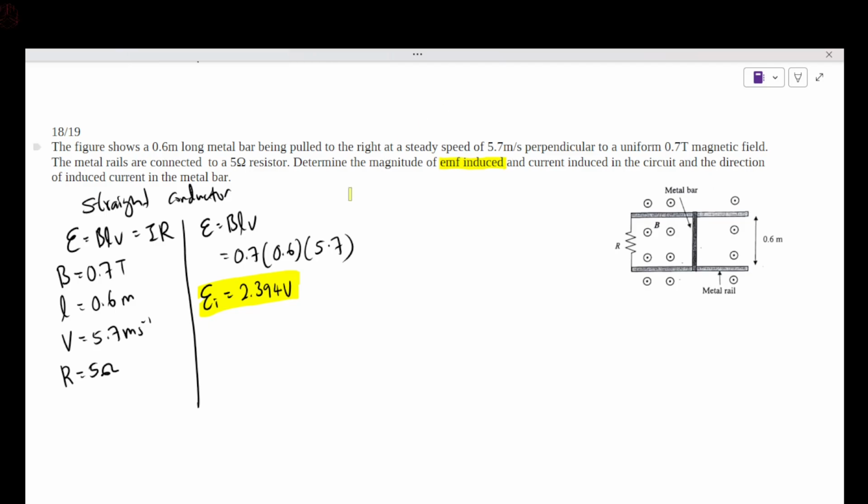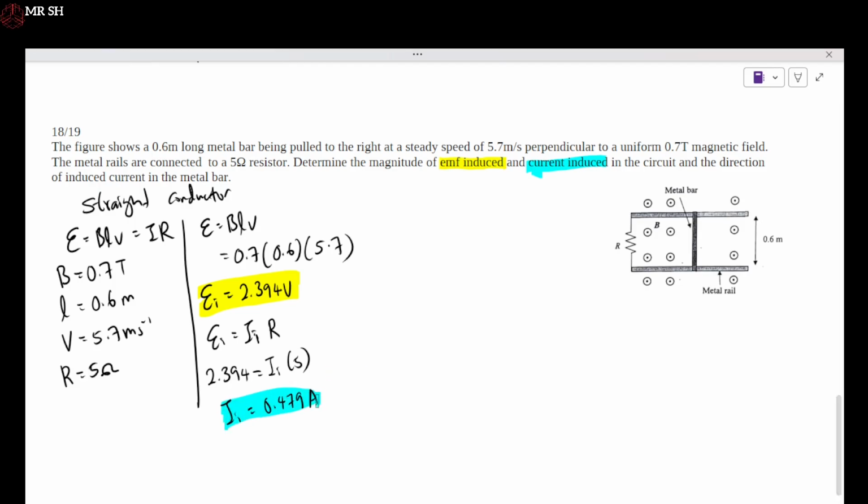For the second part, quite simply, I will take epsilon equals I times R. I will have 2.394 equal to I times 5. That means my induced current will have a magnitude of 0.479 amps, and that is my answer for the magnitude of current induced.